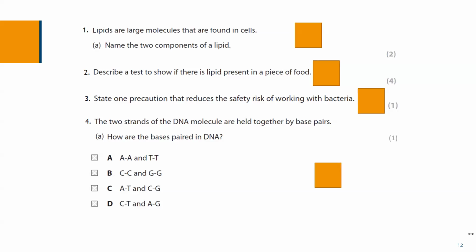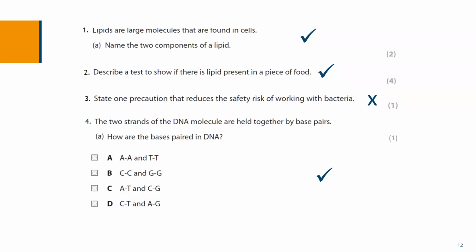State one precaution that reduces the safety risk of working with bacteria, I don't think is recall. Even though it's a state, I don't think it's recall. Let's see what the chief examiner thought the answers were for this, see if he agrees with me. Okay, good. So they did agree with me. So one, two, and four are recall. Three is marginal because it's more about understanding the risk, isn't it? So if there's an element of application or understanding in it, then it's not recall. Okay, good. That gives us an idea of the kind of things that we're using. So thank you very much for that. I'm now going to move on to my next slide.